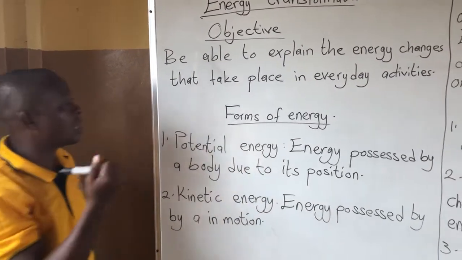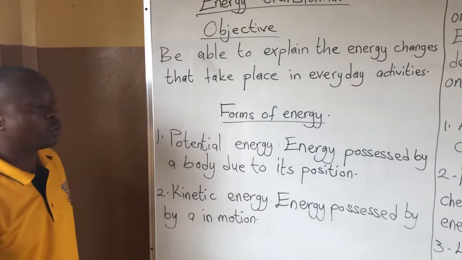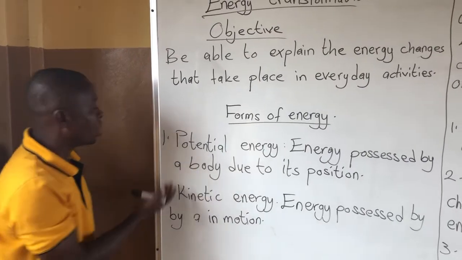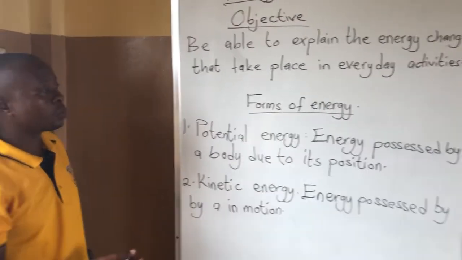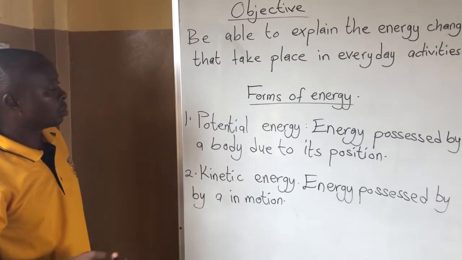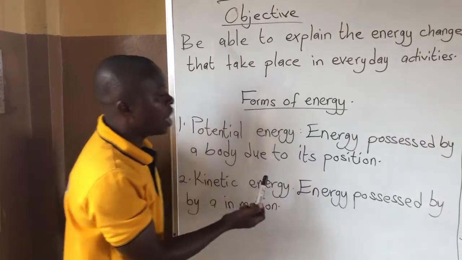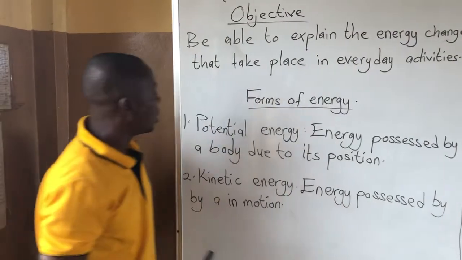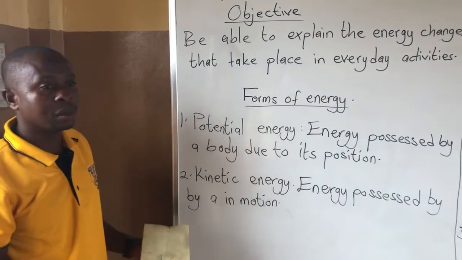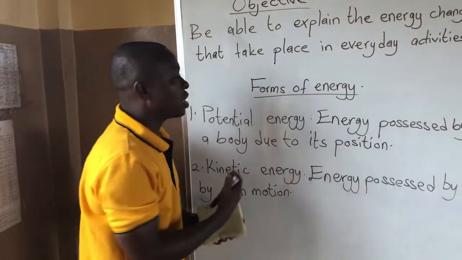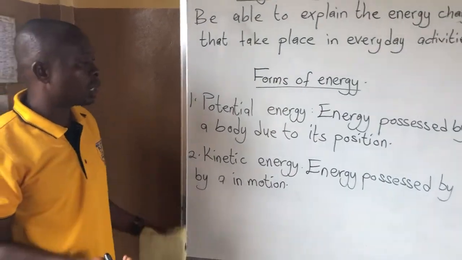Now, in our previous lesson, we were talking about forms of energy. We couldn't finish, so let's quickly go through that before we continue with energy transformation. We have potential energy. I would say it's energy possessed by a body due to its position.